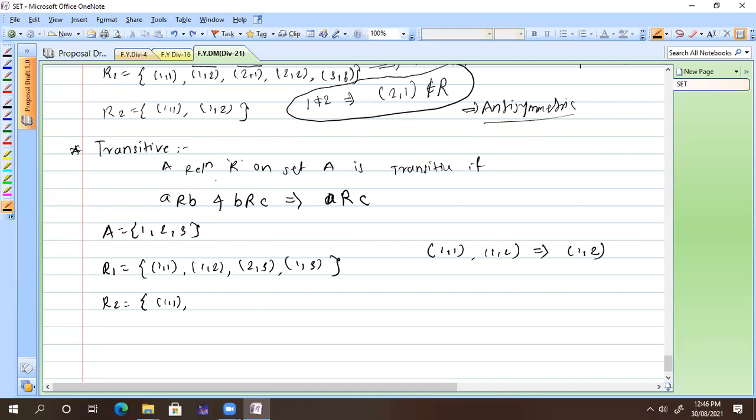Then 2, 3 is B, A, C, right? Correct. And the last, 1, 3, is again the same. So tell me whether it is transitive or not. See, here we have transitive.